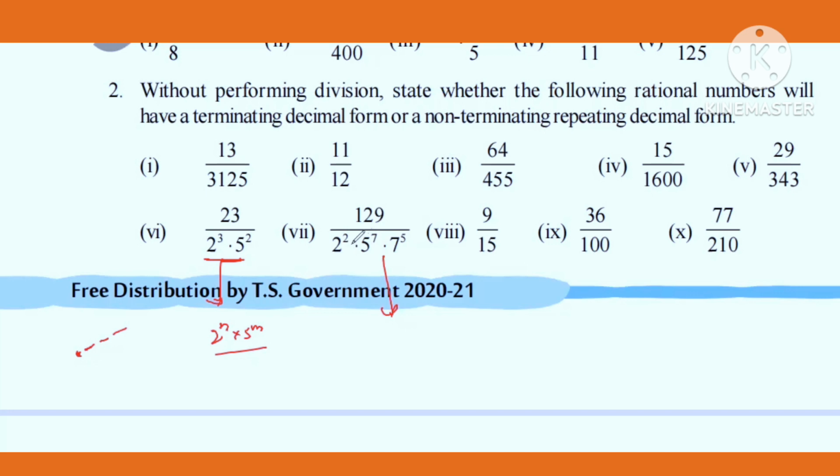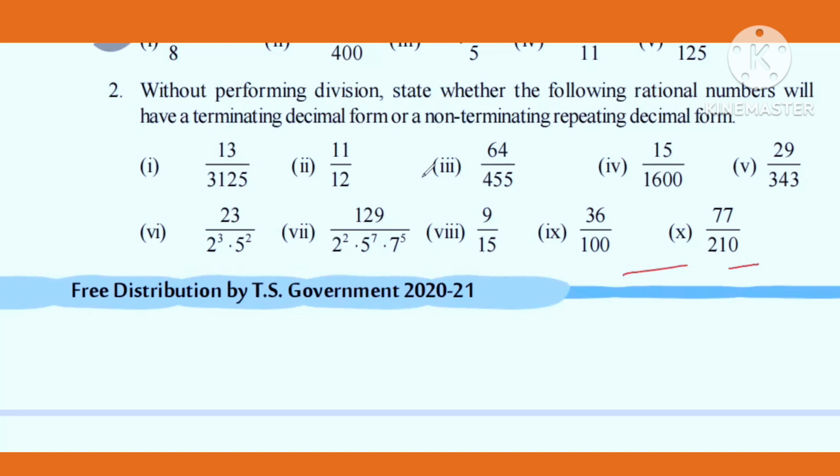here the denominator is 2 square 5 4 7 7 4 5. Now here that is not in the form of 2 power n into 5 power m. So it is a non-terminating recurring decimal. So you have to write fully: the denominator is not in the form of 2 power n into 5 power m, so it is a non-terminating recurring decimal. And the next one, you can all do easily.